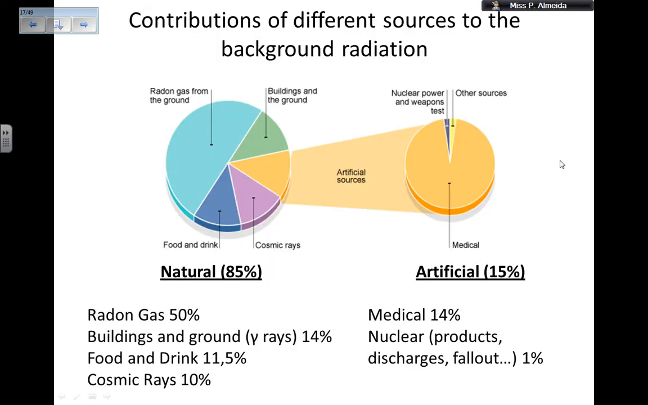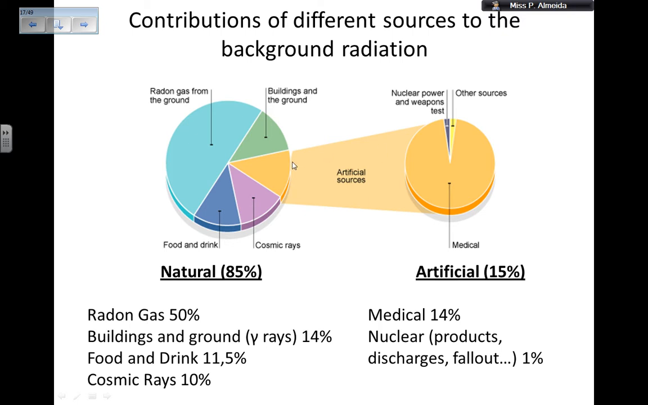So, trying to move the slide, contributions of different sources of background radiation. So, we have natural 85% and artificial 15%. That means that most radiation that we have around us, that is the background radiation, comes out naturally. So, again, the cosmic rays, food and drink, radon gas from the ground, from some rocks, buildings in the ground. And then 15% is artificial sources, where 14% out of the 15 is medical uses, and 1% is from nuclear products, discharges, nuclear fallout, okay? So this is for you to have an idea of the percentage that we get of background radiation, so radiation that is always there for us, okay?